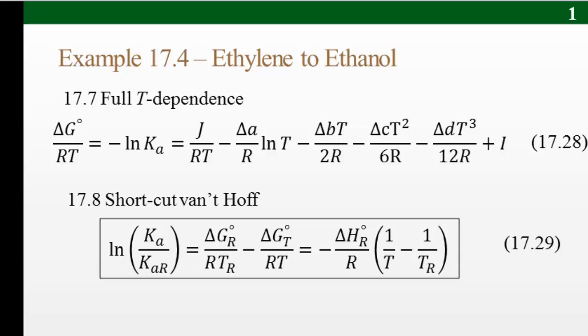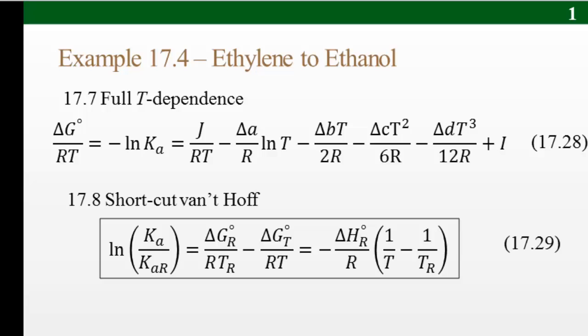In this screencast, I'm going to work example 17.4, which is the conversion of ethylene to ethanol. This is an interesting reaction, actually being commonly run backwards these days, to take ethanol and convert it into ethylene. However, let's look at the reaction of ethylene to ethanol.